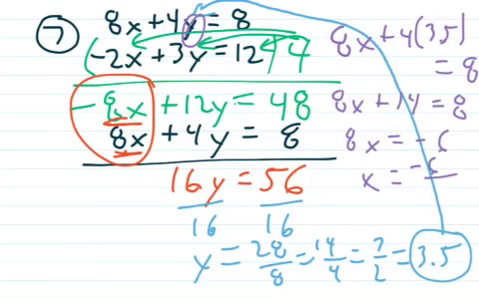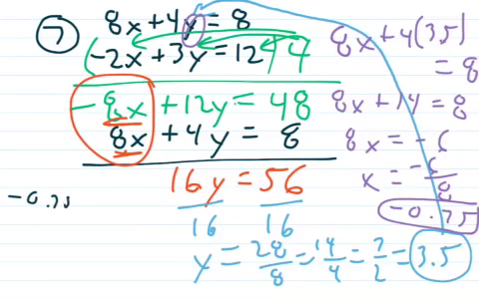x is negative 6 over 8, which is negative 0.75. Don't forget, we can use calculators in our class. And so what is our final answer? Negative 0.75, 3.5. Okay, so hopefully you'll pause the video right now and take good notes and make sure you understand every step I made.